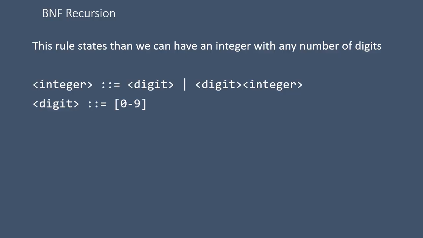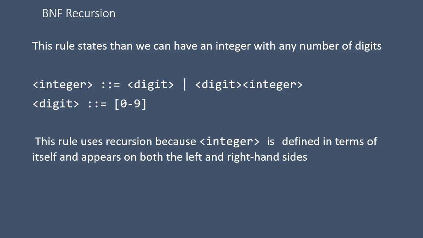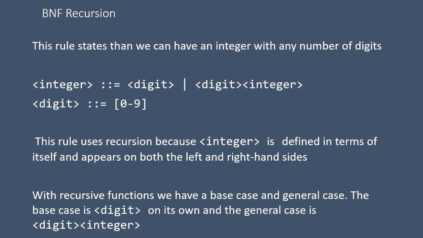Now in Backus-Naur form, the rule below here states that we can have an integer with any number of digits. So it's recursive because integer is defined in terms of itself and appears on both the left and right-hand sides. In a similar way that a recursive function calls itself, we have here integer defined in terms of itself. We also in this case have a base case and a general case. The general case is the recursive part, and the base case in this case is simply digit on its own.